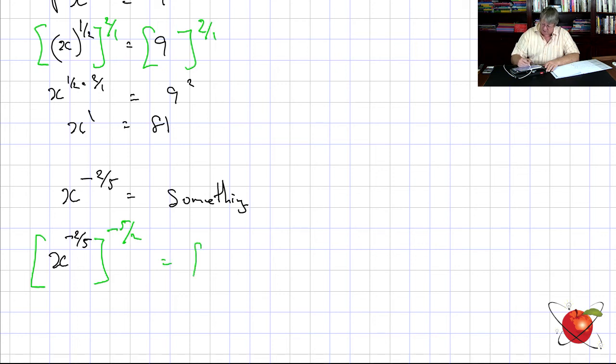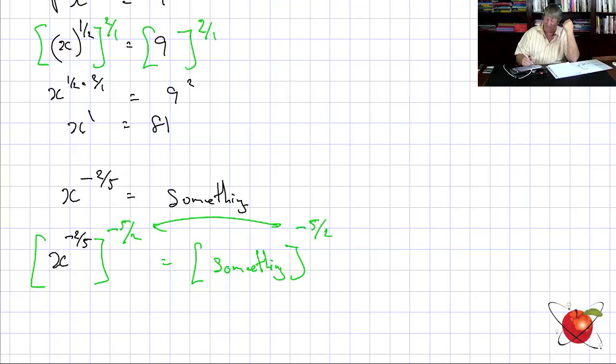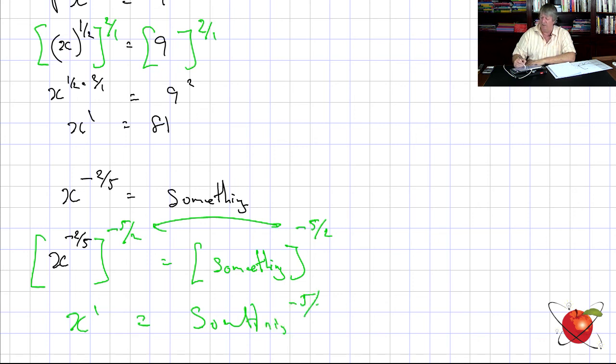So then we're going to take something on this side, and we are going to raise that also to the power of minus 5 over 2. That must be the same. So we've used the exponent to cancel out on the left-hand side, leaving us with x to the power of 1 equal to something to the power of minus 5 over 2.